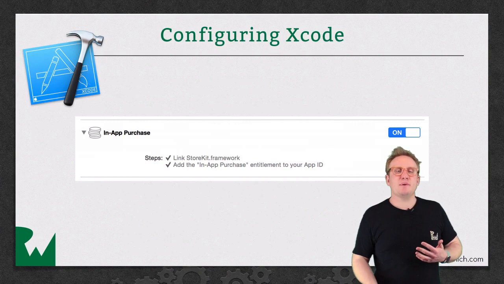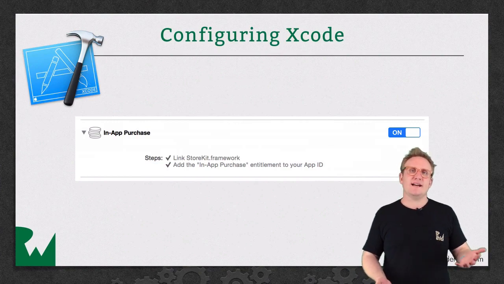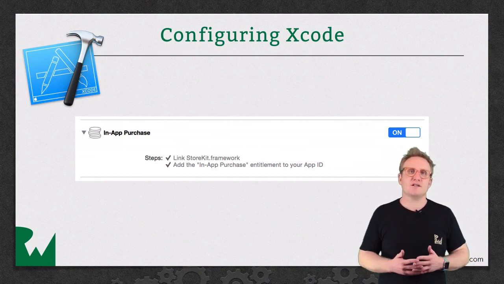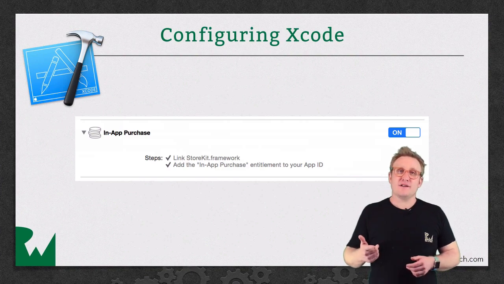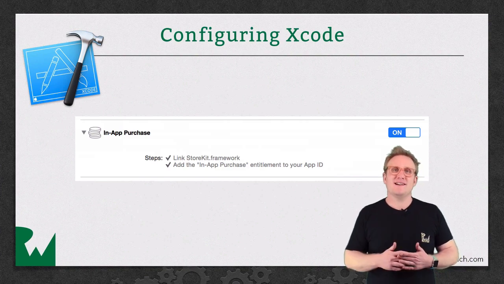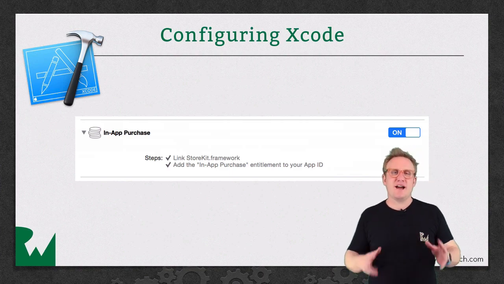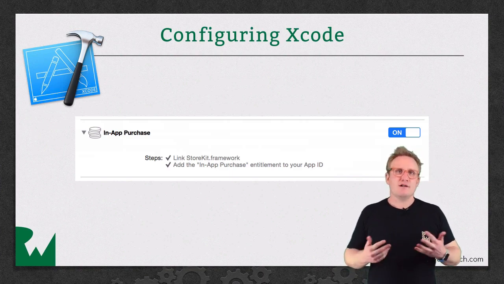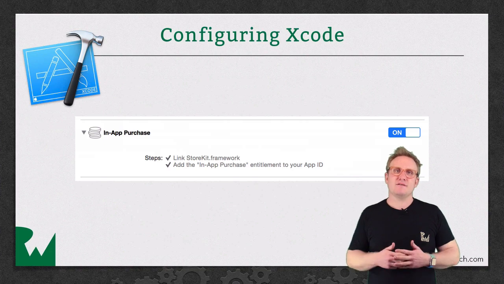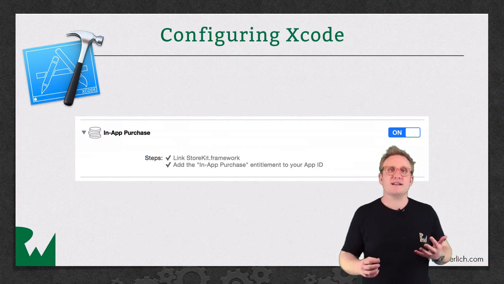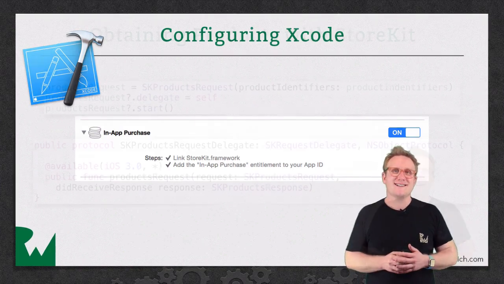Finally, in the App Capabilities tab on Xcode, you need to activate in-app purchase by flipping the switch. If that all works for you first time, then you're doing better than I did. When it doesn't work, try tracing back through the steps and just check everything is as it should be. Don't expect any helpful error messages on the way. This process can be rather frustrating, but you only have to do it once.